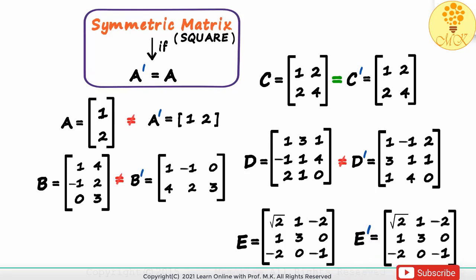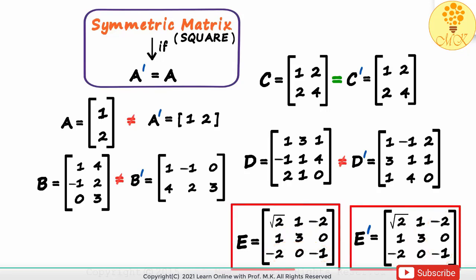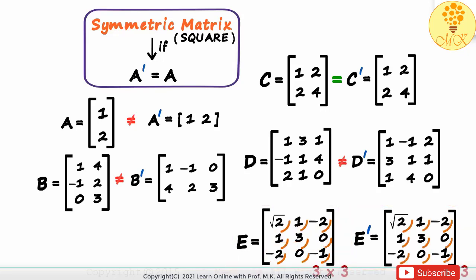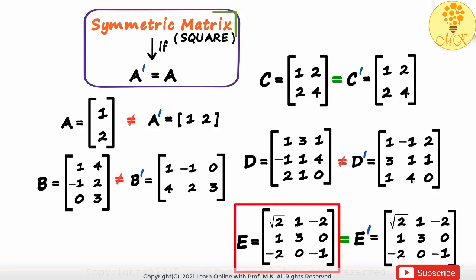This is what we get by interchanging the rows and columns of E. First row, first column, second row, second column, and third row, third column. Both matrices have the same orders and their corresponding elements are also equal. Matrix E is equal to E transpose. Matrix E is symmetric.